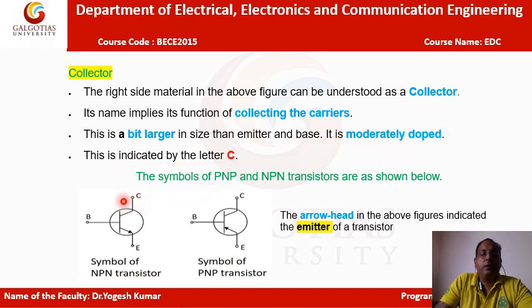Now here you can see the symbol of the PNP transistor. This is the emitter, this is the collector, and this is the base, and one arrow indicates both NPN or PNP. In NPN the arrow is outward, but in PNP the arrow is inward. And what is the significance of this arrow? The symbolic representation of this arrow is nothing but the indication of the flow of current. The arrow head is on the emitter of a transistor.